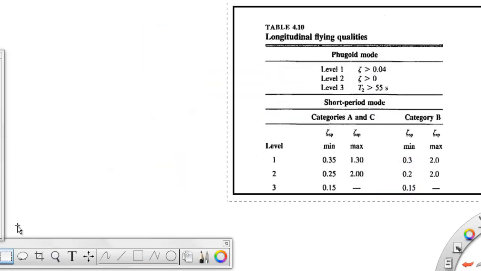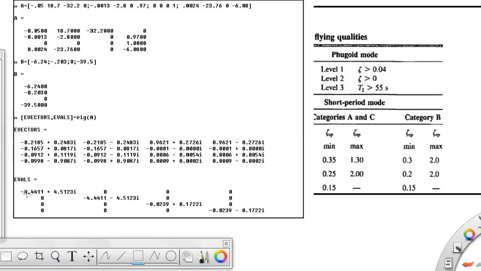Now for the levels and categories that were available from the tables for the short period and the phugoid, you need the damping from the short period and phugoid modes. So how are we going to get that? The system gives you the eigenvalues and the eigenvectors, but for the damping we'll need the eigenvalues. It's pretty obvious that this is the short period mode, the faster, highly damped one, and the phugoid, the long period, is going to be this one.